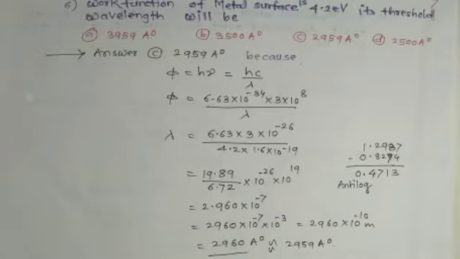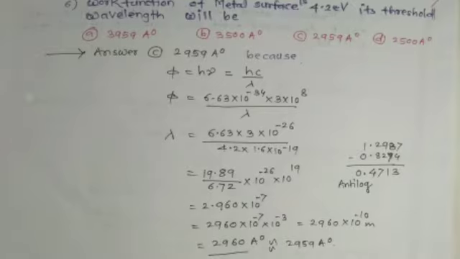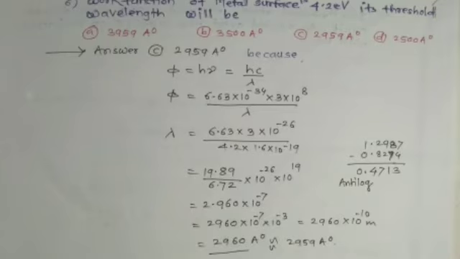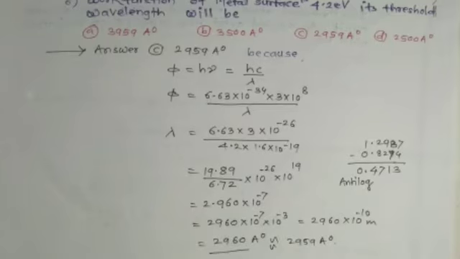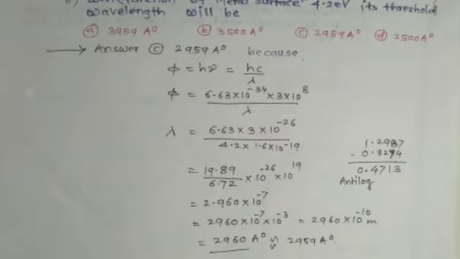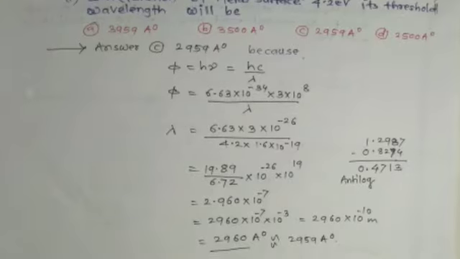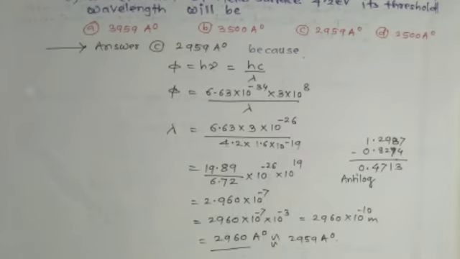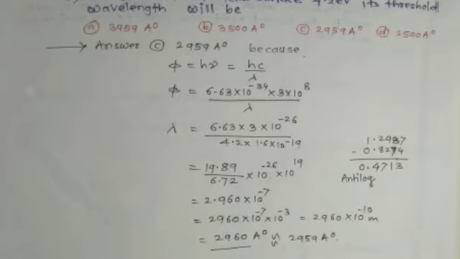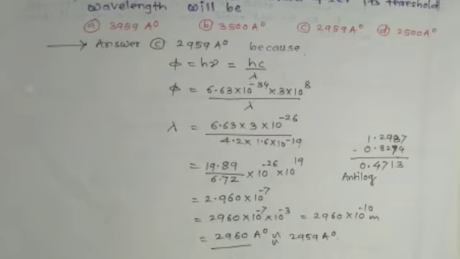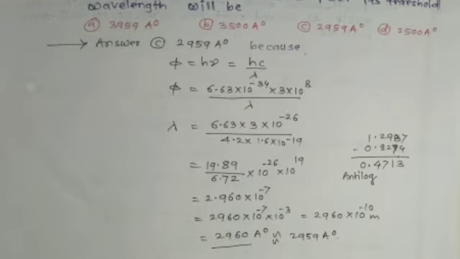because we can use the formula phi is equal to h nu, or work function is equal to h nu, where nu is frequency. So the formula will be phi equal to hc upon lambda. If we substitute the value of h, that is 6.63 into 10 raised to minus 34 joule second, and c is velocity of light, which is 3 into 10 raised to 8.